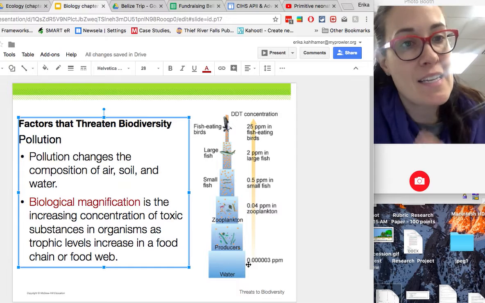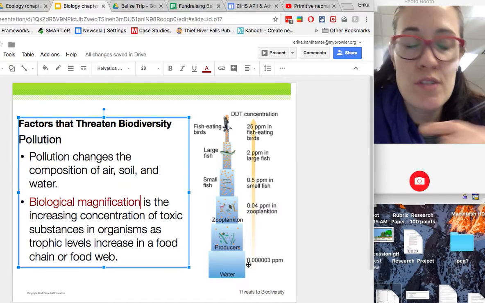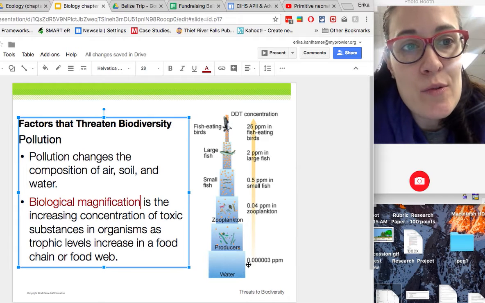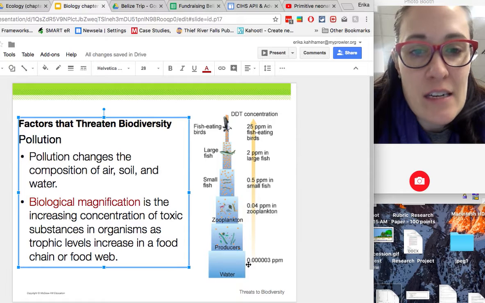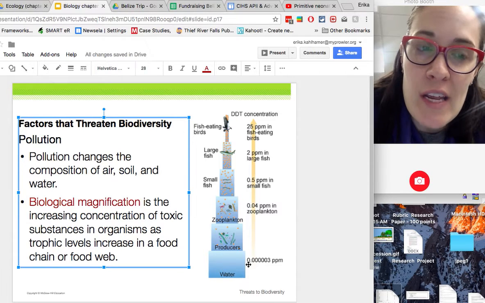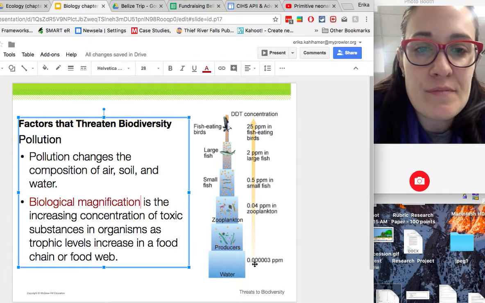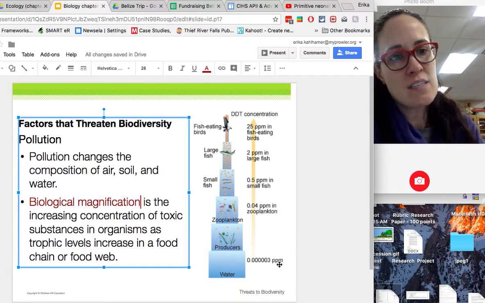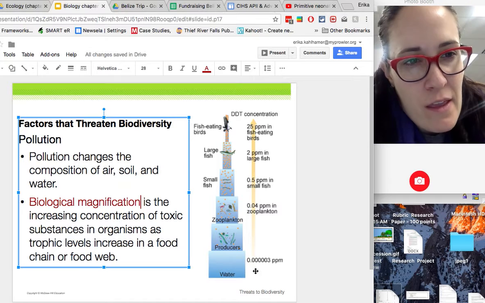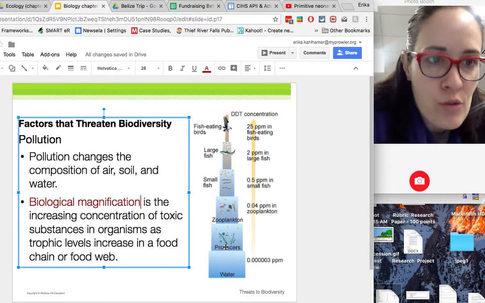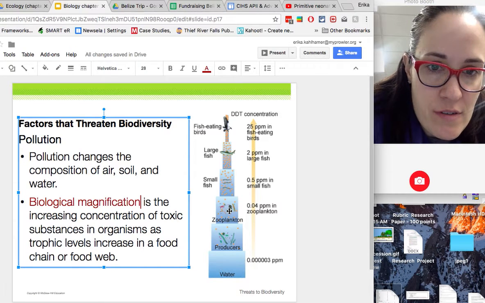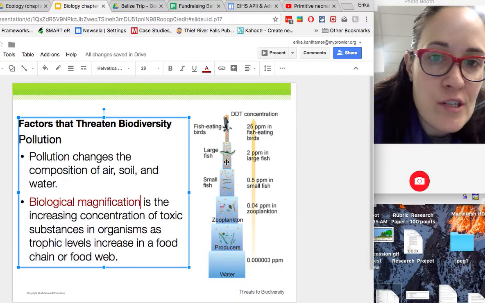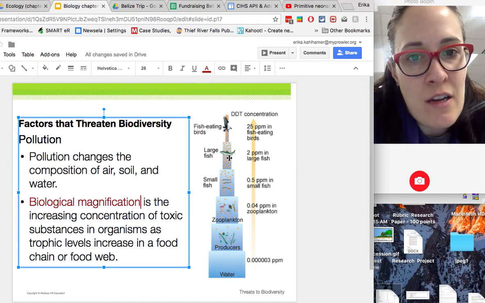Let's say a pollutant like DDT, which was a pesticide used to kill mosquitoes heavily in the malaria epidemic scare in the 1950s, or something like mercury gets into the water somehow. The parts per million, that's the unit, is not very large in the water level. The producers use the water to grow, so they take in that polluted water. Zooplankton will eat the producers. Small fish will eat the zooplankton. Large fish eat the small fish, and fish-eating birds eat the large fish.